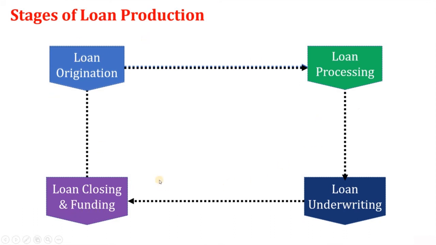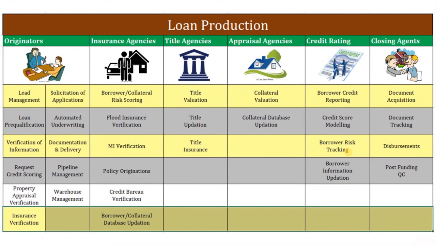So this is a continuous process carried out by the lender. Now, what are the different entities involved in loan production? Originators manage the leads and solicit applications when the borrower is filling them in, and loan pre-qualification and automated underwriting happen. There are software tools which can underwrite the loan based on given parameters and tell whether the borrower is eligible for the loan or not.